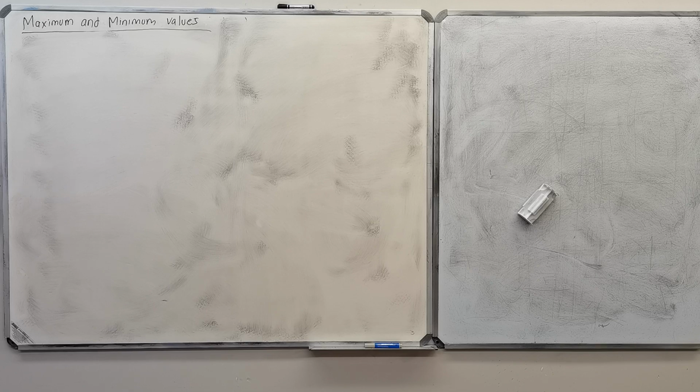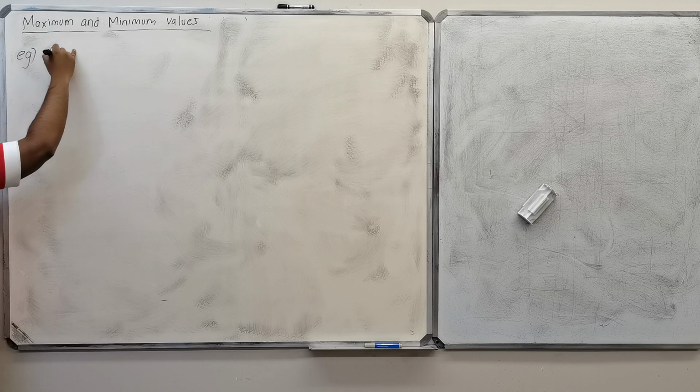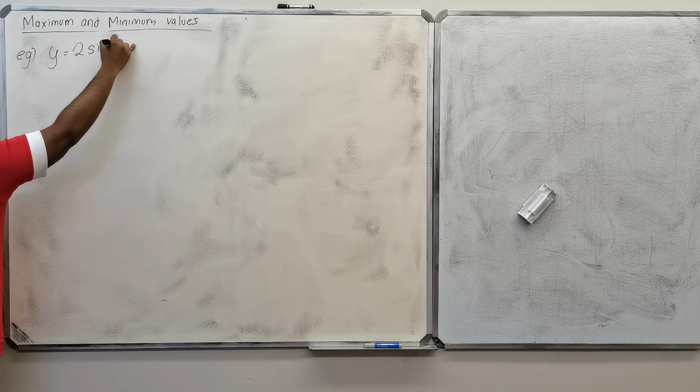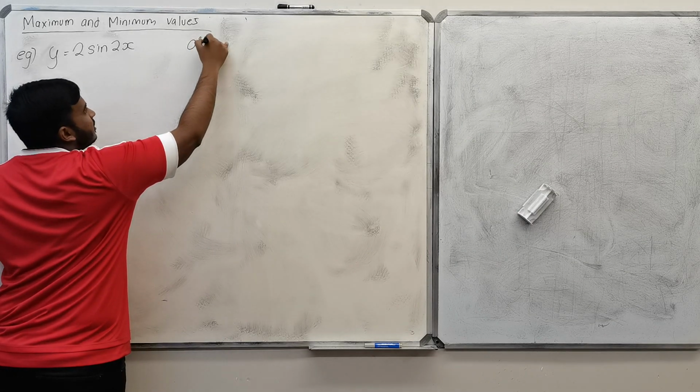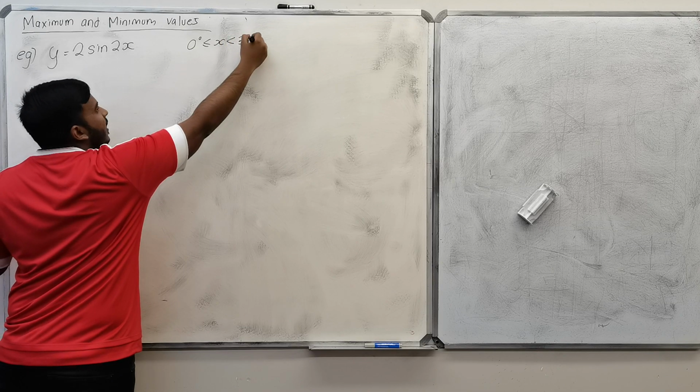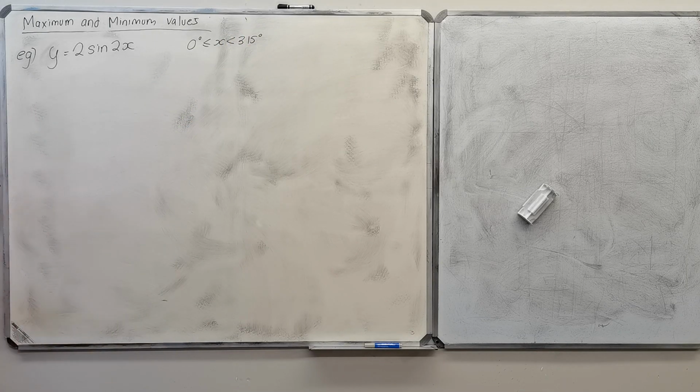So, calculate the maximum. I'm on the bottom of page 227, right? Calculate the maximum and minimum points of y is equal to 2 sine 2x. Okay? And you got the limits. And they tell you that it lies between 0 degrees less than x less than 350. Okay? Why did they give us these limits?